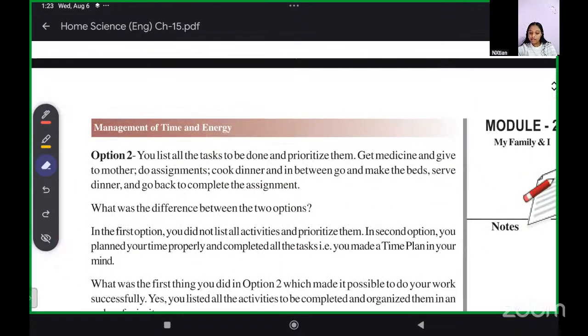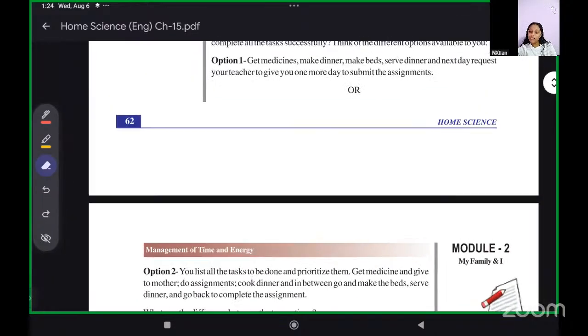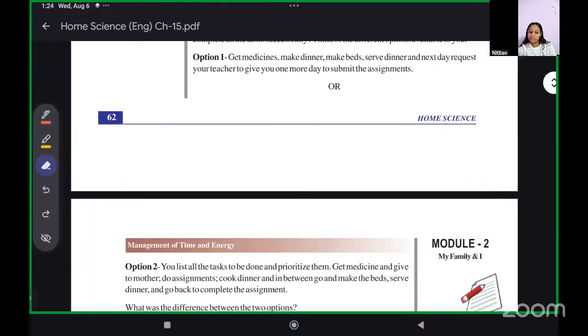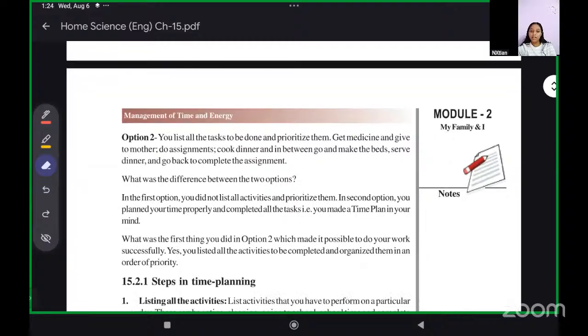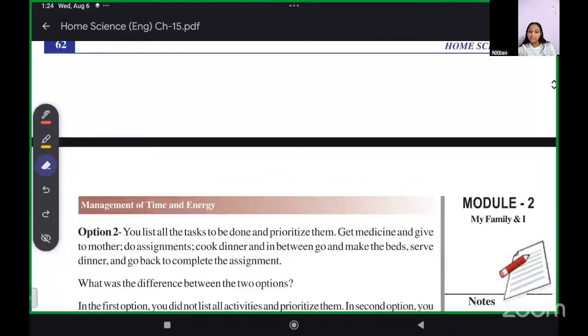Second option is you list all the tasks to be done and prioritize them. Get medicine and give to mother, do assignments, cook dinner in between, go and make the beds, serve dinner, and go back to complete the assignments. What do you think you are going to choose? Second one. Second one, Megan. The second one. Yes, we'll do the second one because the first one is for extreme conditions.